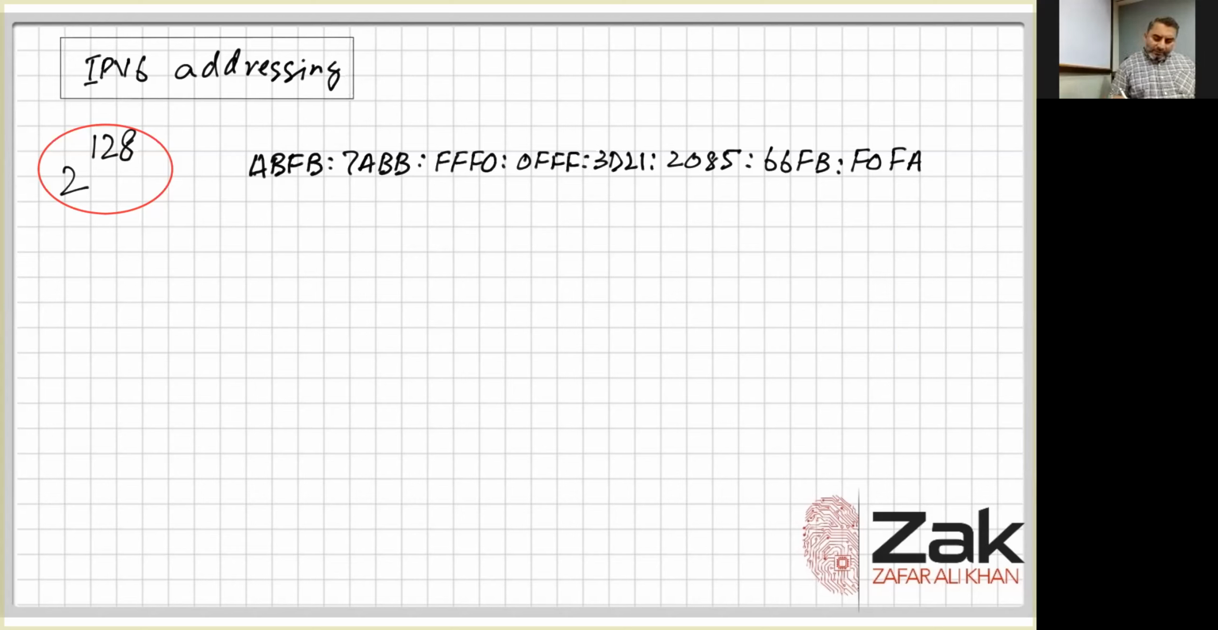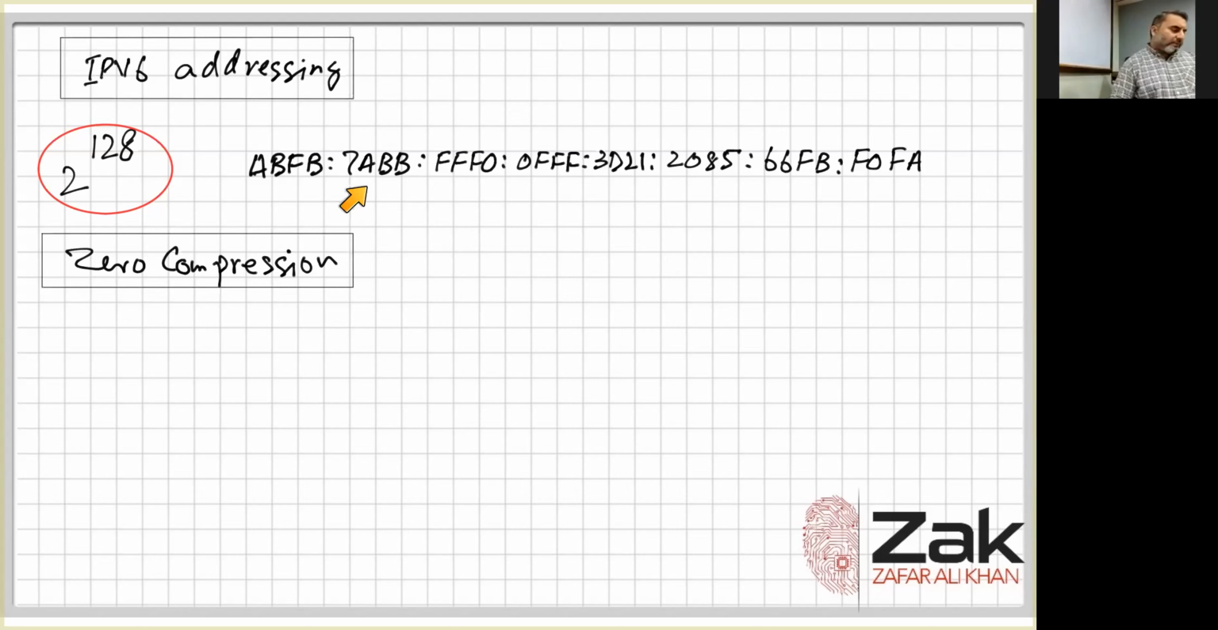All right, so there is one thing which is called zero compression. IP version 6 addresses can be quite long, but there is a way to shorten them using this zero compression. For example, let's take another address and discuss.